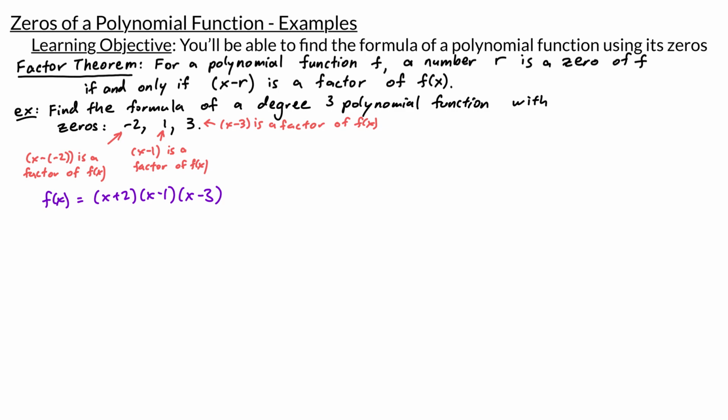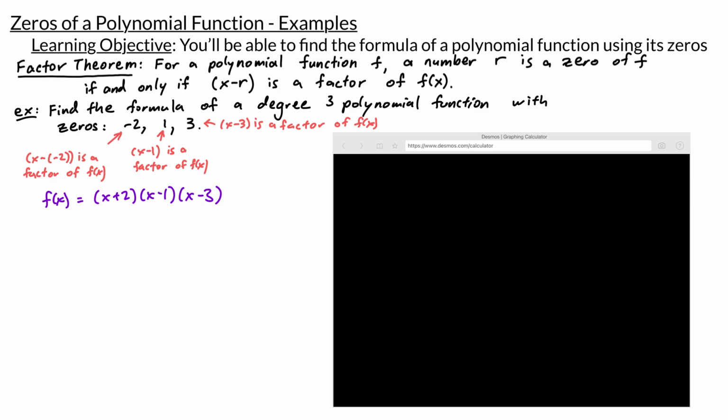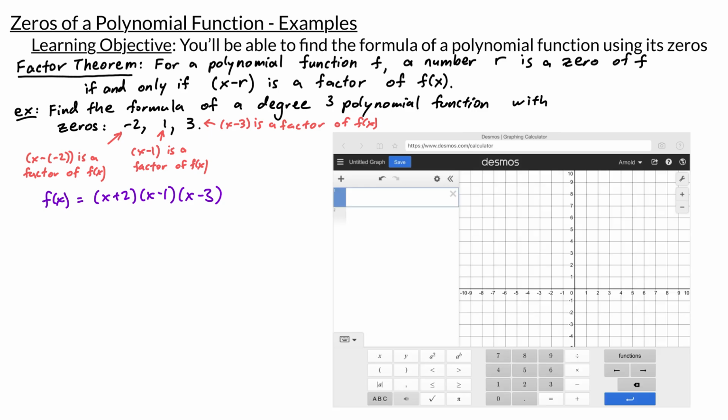Let's take a moment to look at the graph of this polynomial. To graph our function, we can graph the equation y equals, in parentheses, x plus 2 times x minus 1 times x minus 3. We see that our function does indeed have zeros or x-intercepts at -2, 1, and 3. We see on the graph we have the x-intercept here at -2, at 1, and at 3.